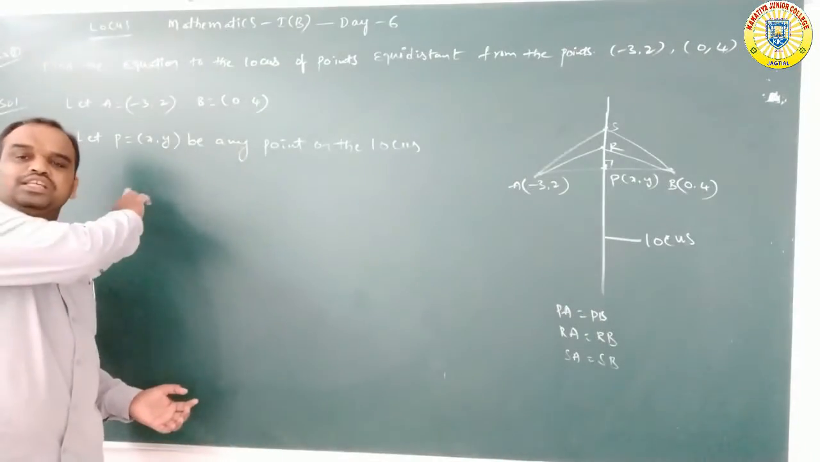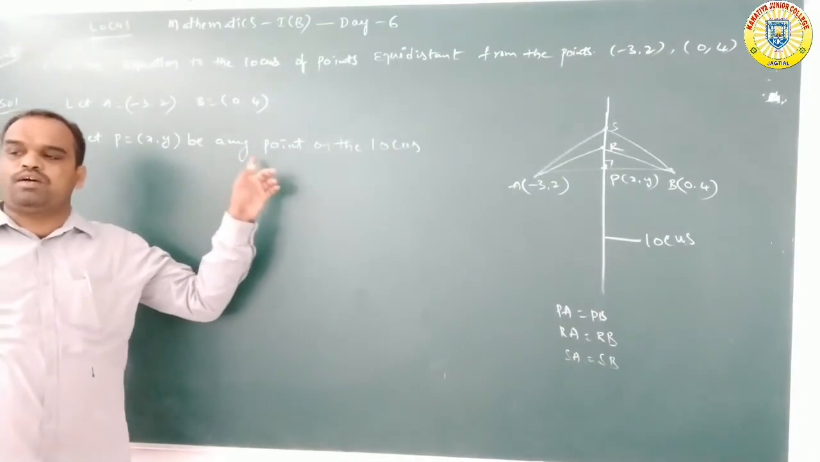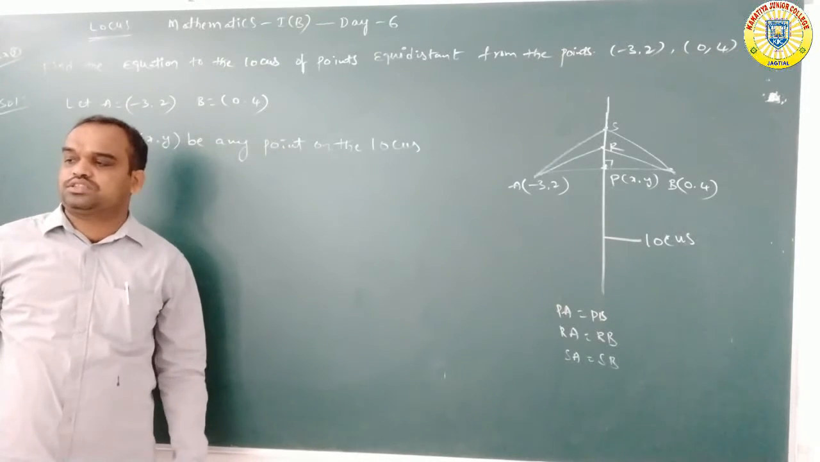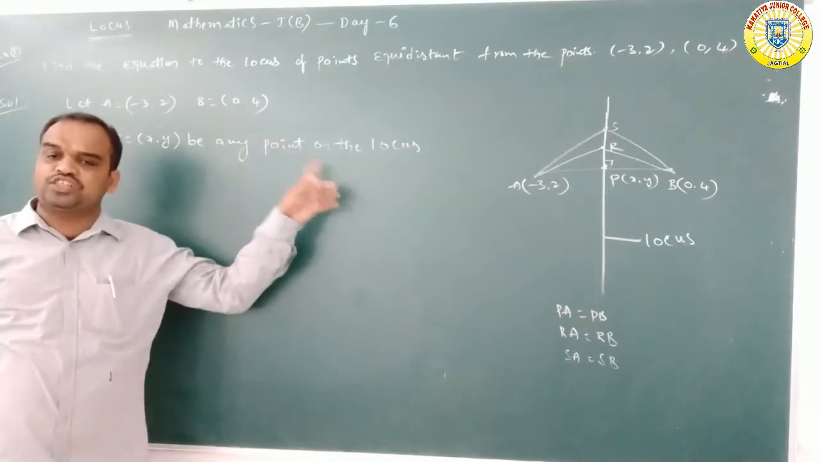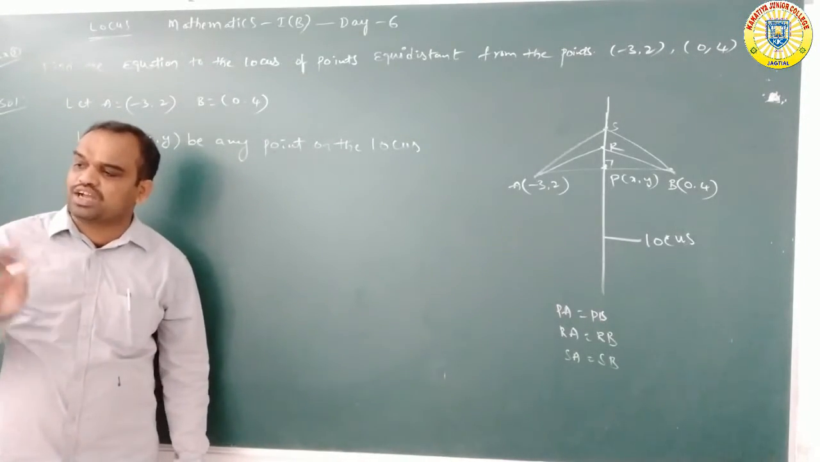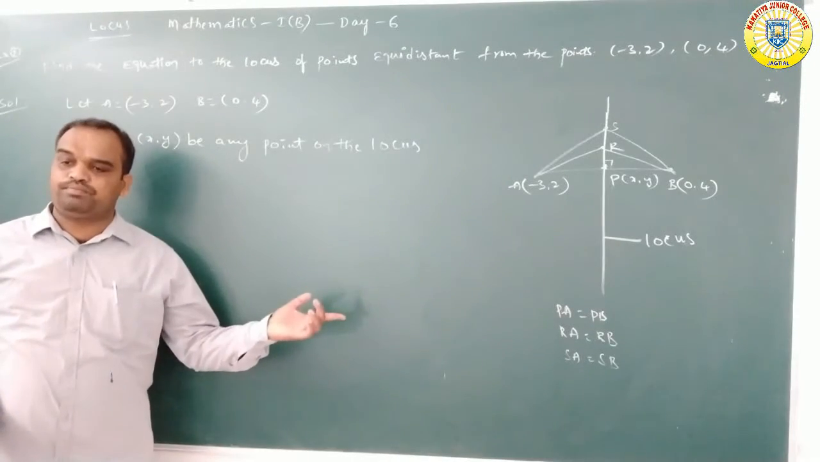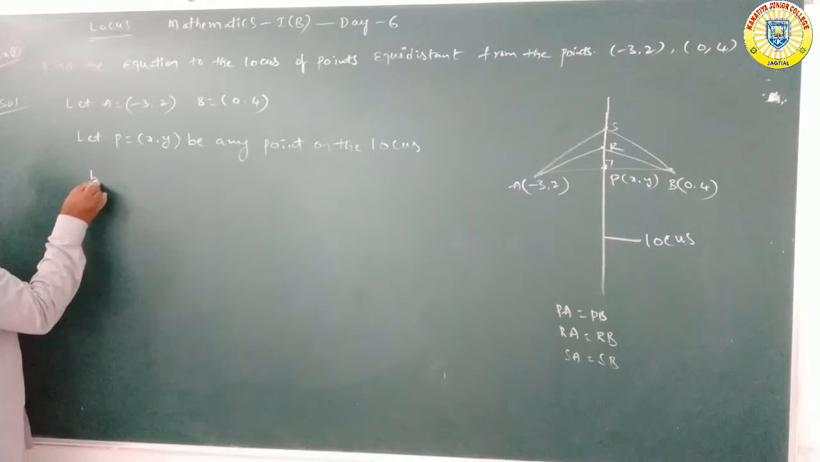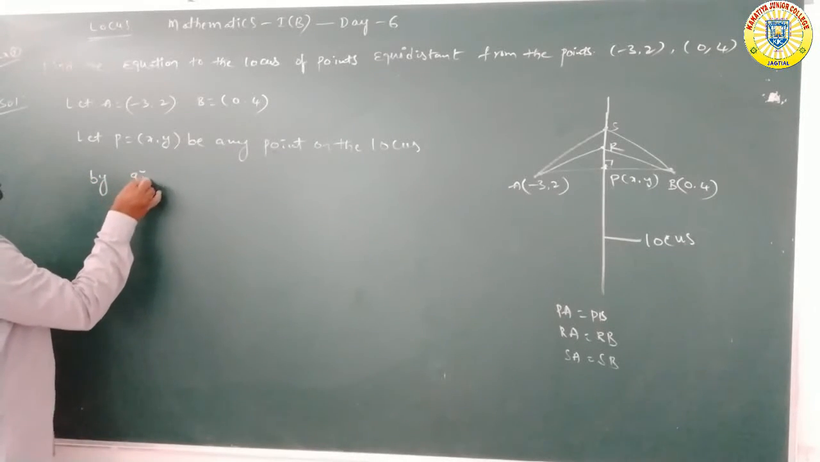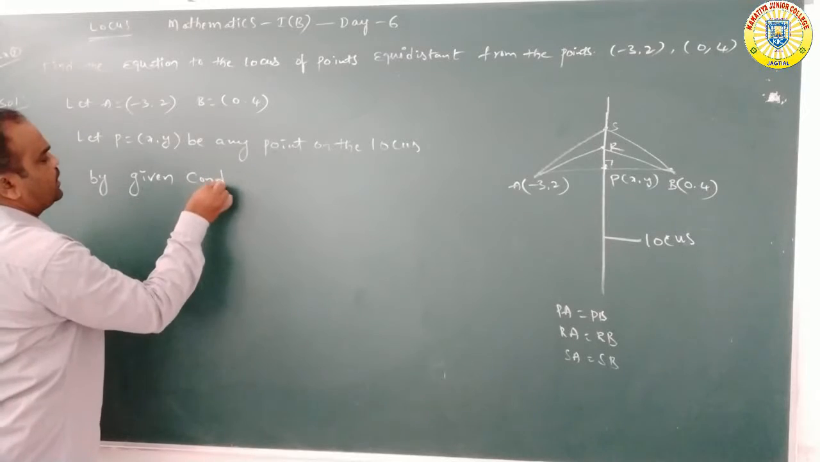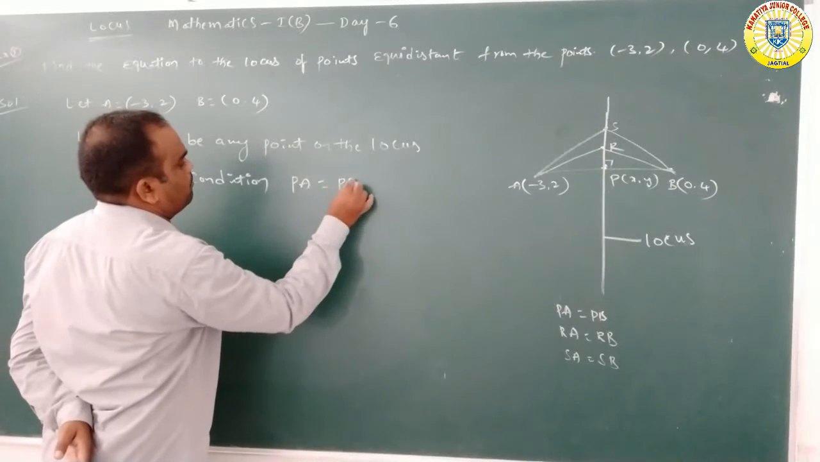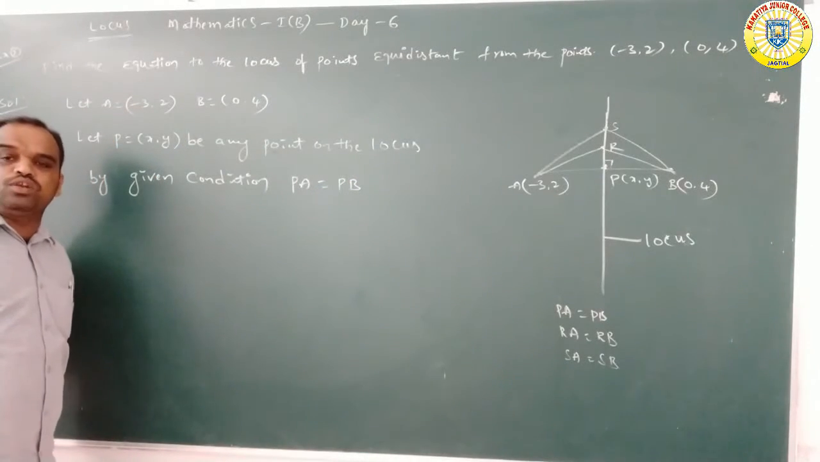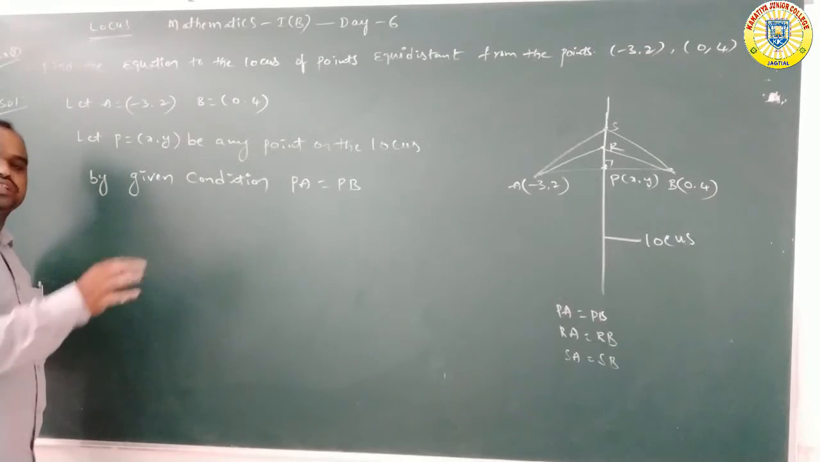We take this approach for each and every problem: let P equal to x comma y be any point on the locus. If the point P satisfies our given geometrical condition, and what the condition is depends on our problem. So here we write by given condition, or given geometrical condition, both are the same. What is the given condition? P is located at equal distance from both A and B. PA is equal to PB.